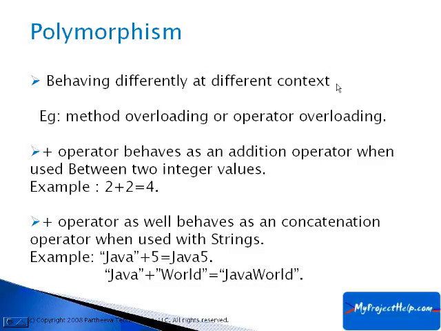So what is it trying to say? The plus operator is behaving differently in two different contexts. In one context, it is behaving as an addition operator, and in another context, it is behaving like a concatenation operator. So the polymorphism concept is that it behaves differently in different contexts. Java supports this polymorphism concept, and method overloading. So different methods can behave differently at different times with the same specification.